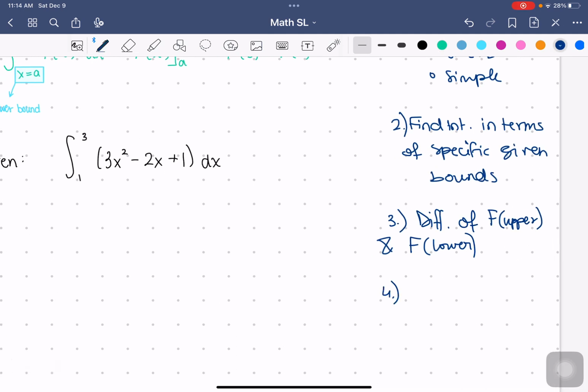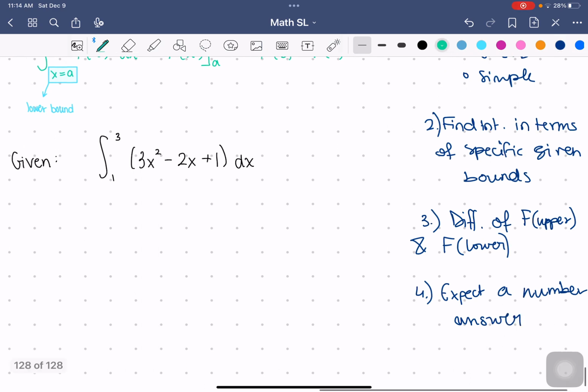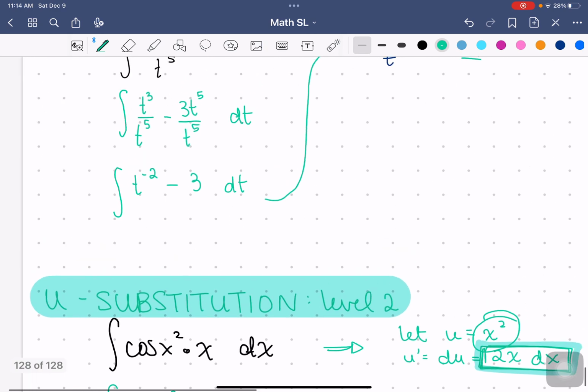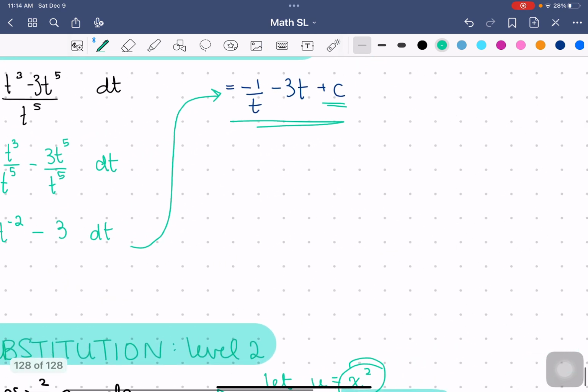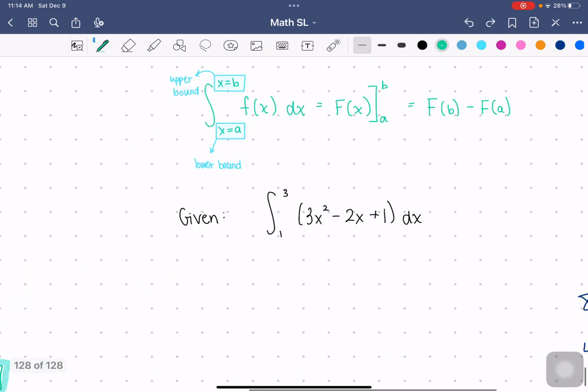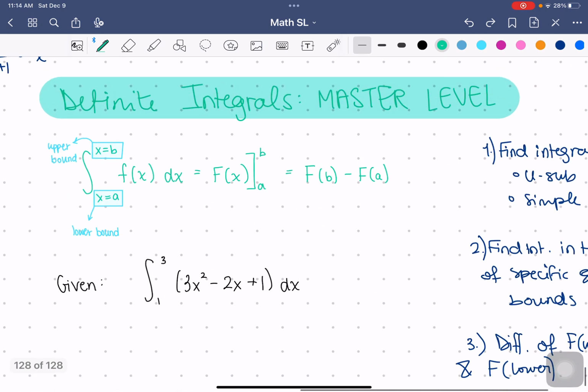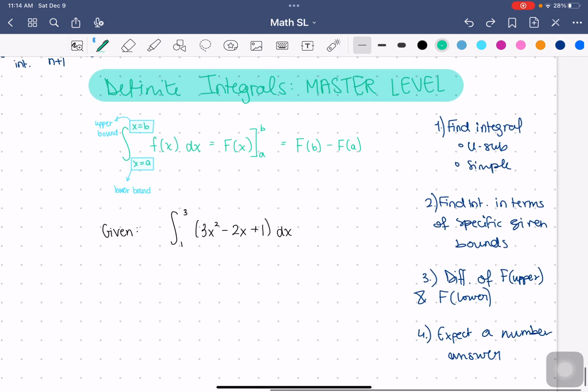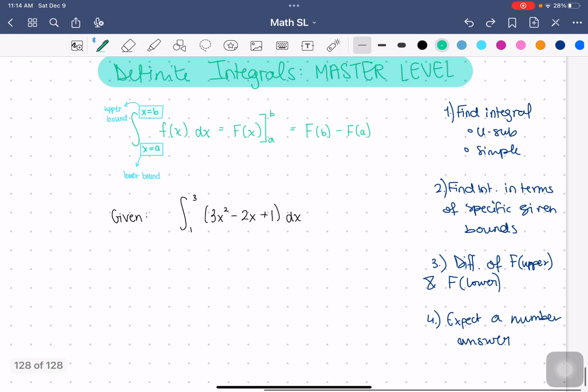So you're going to expect a number answer. We're not getting an equation like we were getting with the integration. Like over here, our answer was this, because it's indefinite, so we don't know what numbers we're using. Here, we're actually going to get a number. That's it. You're basically using your integrals and just solving stuff with them.